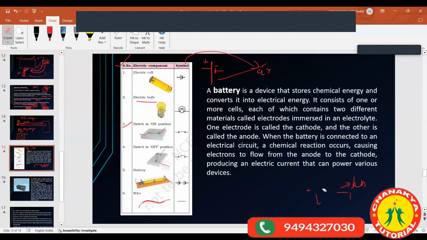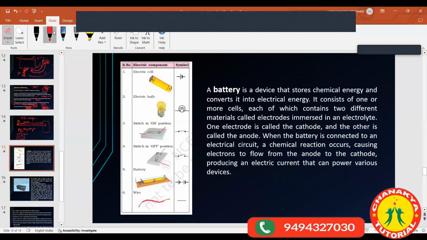Ma'am, last year when I was studying this, my teacher told that the bulb has two circuit symbols. One is this, and the other is a circle with a cross drawn inside it, in class 6. A normal cross like this, an X. So this symbol is a bulb. Yes, this is a bulb.